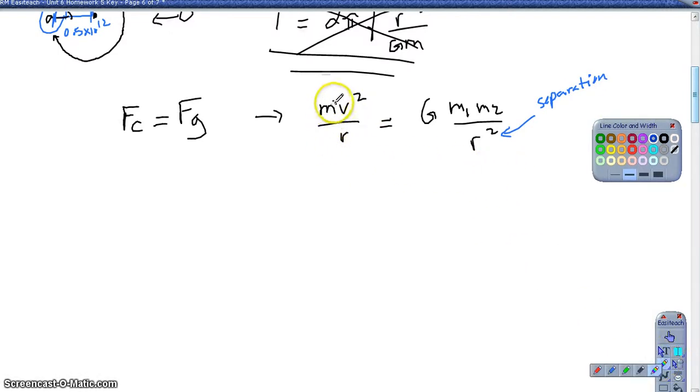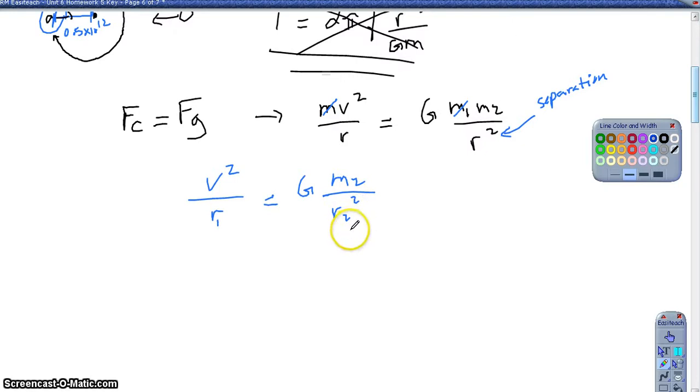Well, I can still cancel out the mass of the heavier star, because I'm choosing to work with the heavier star, not planet. So I get v squared over r1, keeping in mind that this is the shorter radius. And then over here I've got G m2, the mass of the second star, over r2, which would be the distance to the second star.